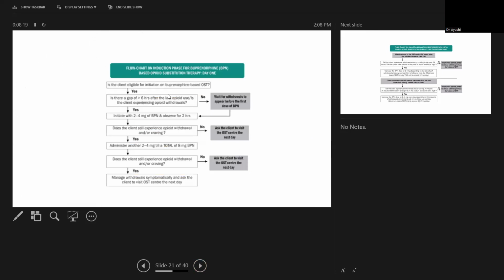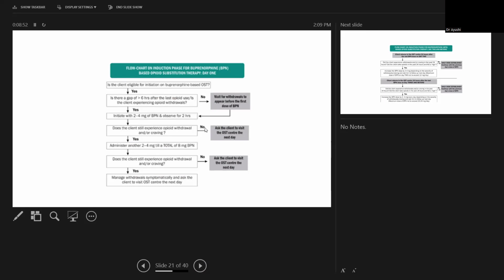Now, this is a flow chart on induction phase for buprenorphine. Is the client eligible for initiation of buprenorphine-based OST? If yes, is there a gap of greater than 6 hours after the last opioid use? If no, then we wait for withdrawal to appear before the first dose of buprenorphine. If yes, greater than 6 hours, then we initiate with 2 to 4 mg of buprenorphine and we observe for 2 hours.